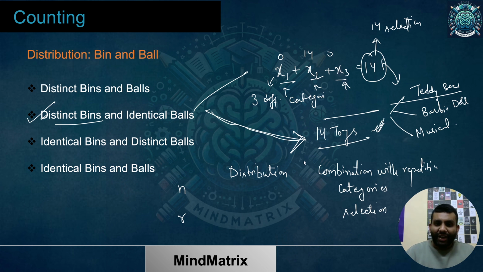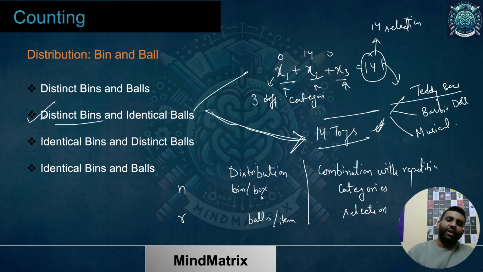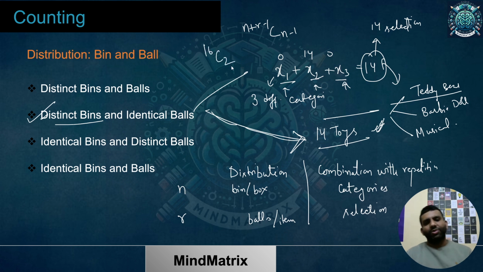So in the distribution part, r becomes my number of balls or items I need to distribute, and n becomes my bins or boxes in which I'm distributing them. So the formula remains the same, that is n plus r minus 1 C n minus 1. You just put in the values and you get the answer. So the answer is 14 plus 3, 17, minus 1, 16 C 2. For this one, 16 C 2 is going to be your answer.